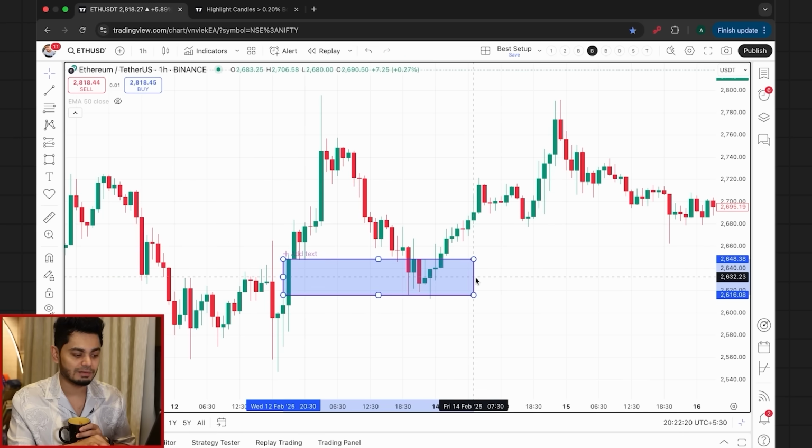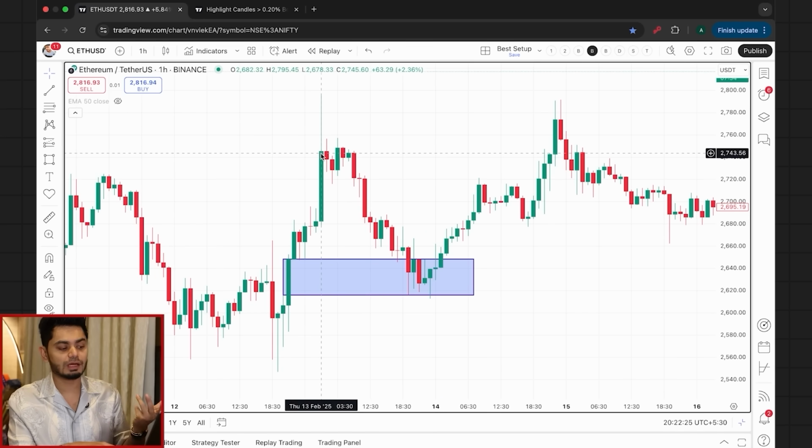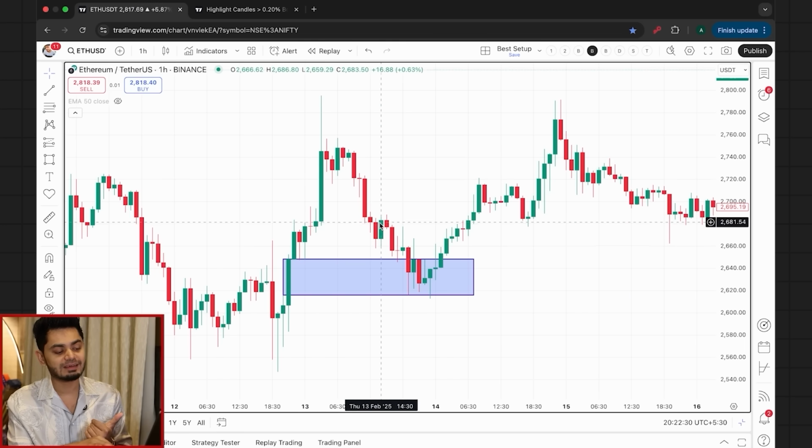So when I pulled it forward, the market went up so much that I would make a big entry. I don't know where I would place the stop loss, and if I entered, my stop loss would be hit. So I deliberately waited for the market to come into this level.